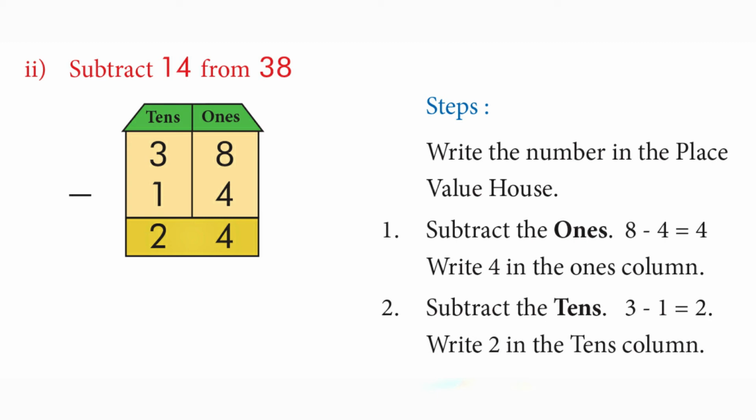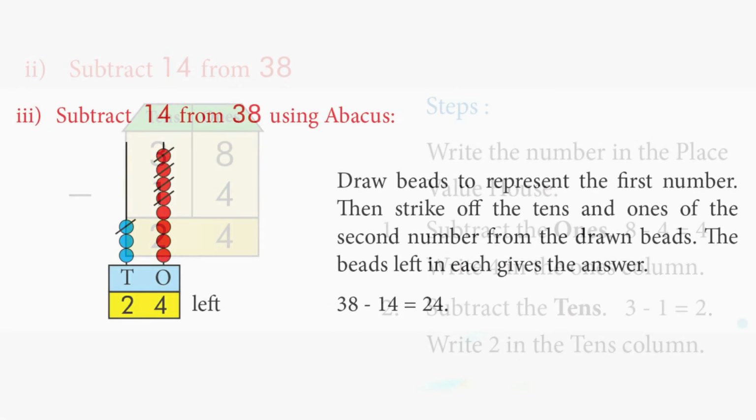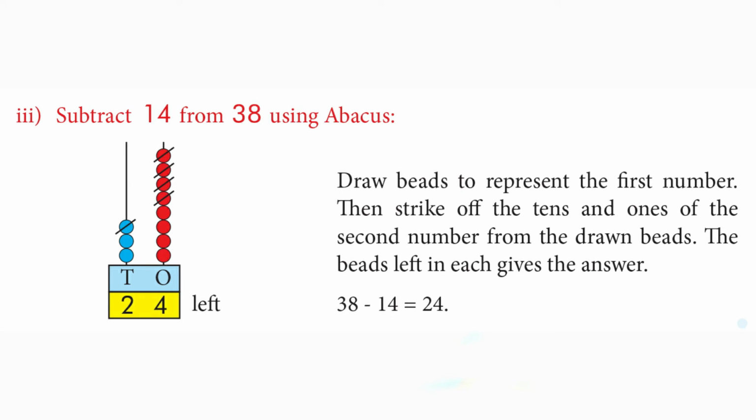Subtract the ones. 8 minus 4 is equal to 4. Write 4 in the ones column. Subtract the tens. 3 minus 1 is equal to 2. Write 2 in the tens place. Now subtract 14 from 38 using the abacus. Okay. Now you have to draw beads to represent the first number.